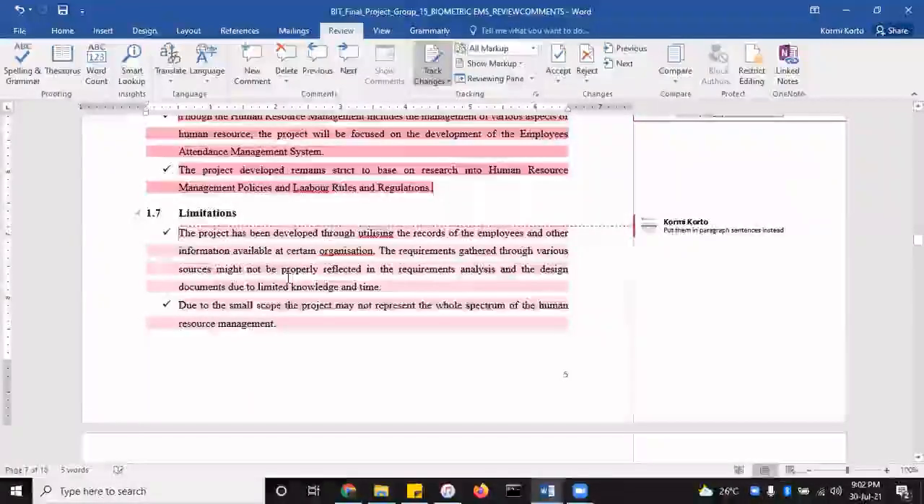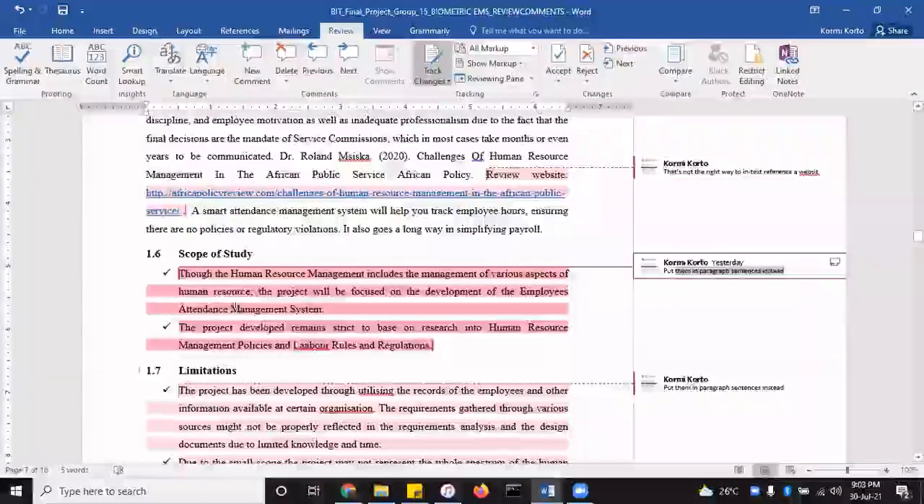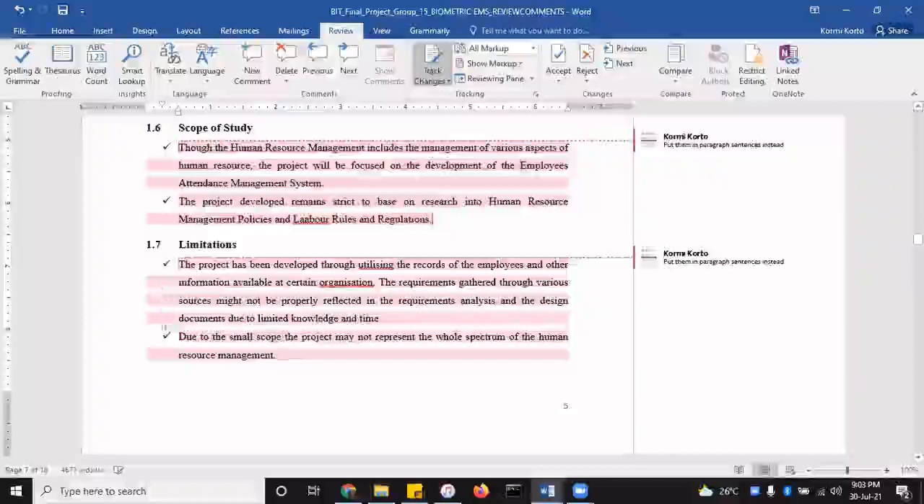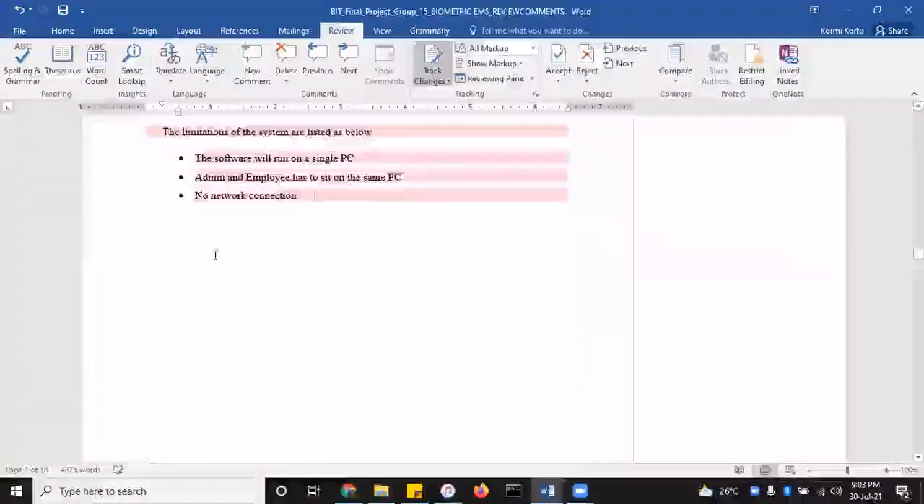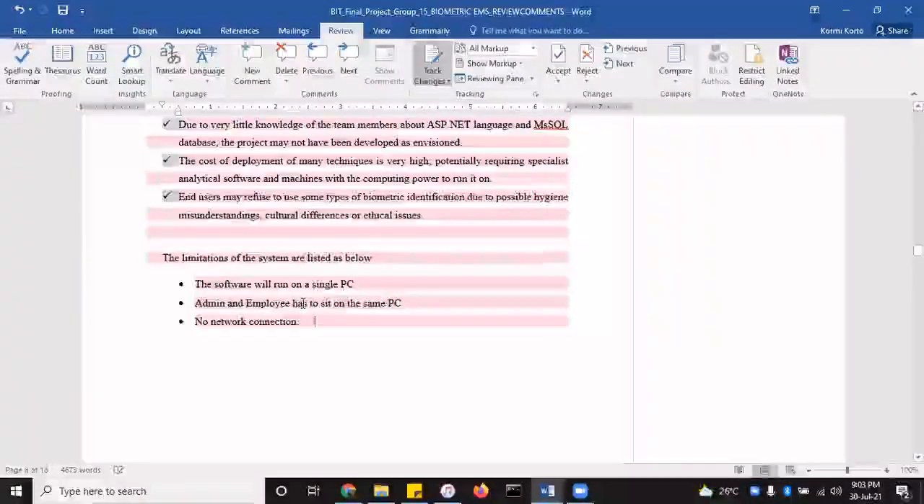Write English. Express yourself. So the scope of the study, put it in paragraph form. Limitation of the study, put it in paragraph form. Avoid these bullet points. Get rid of them. All of these are no-nos. Stop doing this. Write paragraphs, sentences. Write your English. We want to read about how you can articulate points, build sentences, and what have you.